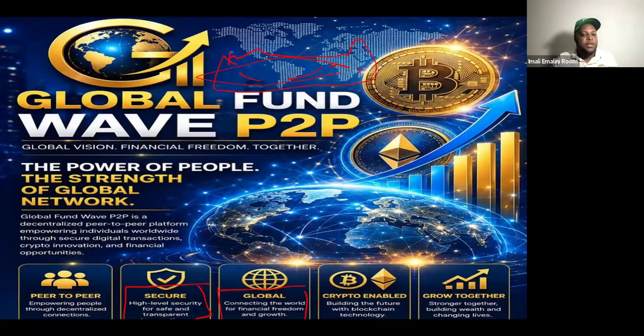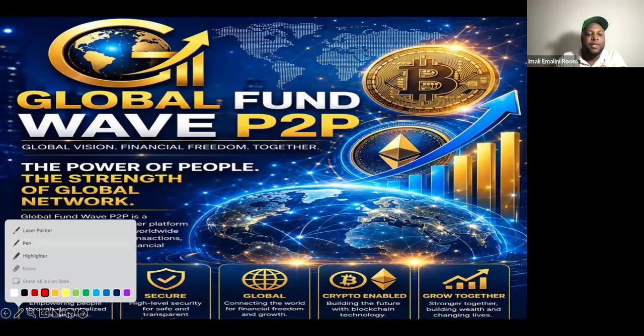So it enables you to utilize crypto. If you don't have crypto knowledge, it helps you to make sure that you've got that sorted. Now, crypto enables USDT as a coin that is utilized, building financial growth with blockchain technology together. That's why you grow together, because we are stronger together. Building wealth and changing lives, we are very strong together. That's the massive part.